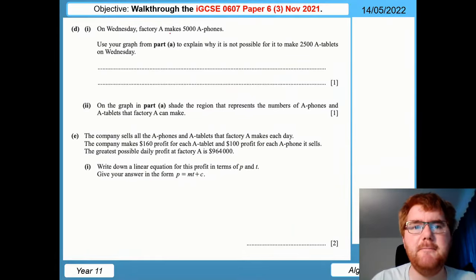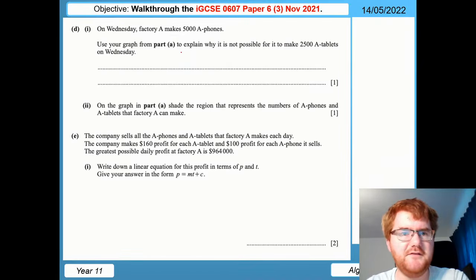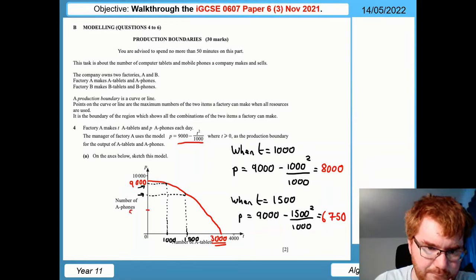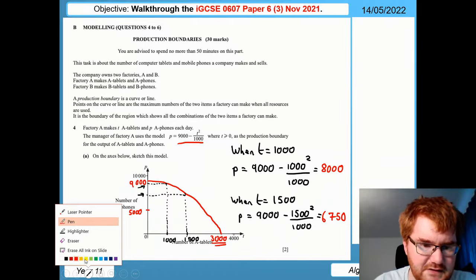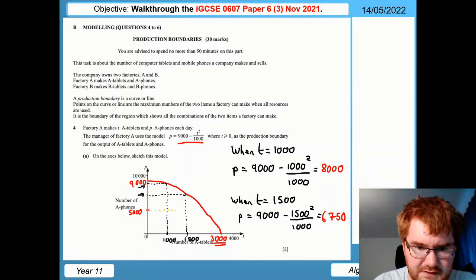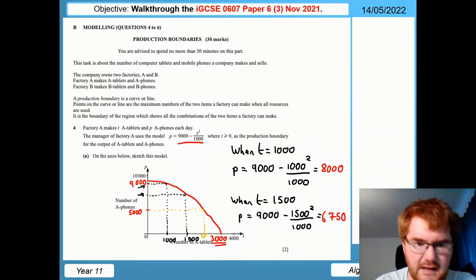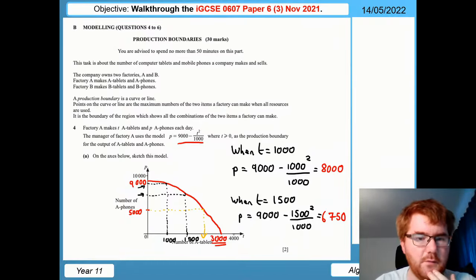So factory A makes 5,000 A phones. Use your graph from part A to explain why it's not possible for it to make 2,500 A tablets on the Wednesday. Okay, so if we go to our graphs, go A phones this time. So say we mark in 5,000. What we want to do is kind of work backwards to what we did here. So let me use a different color and go across and then go downwards. So we want to work out this value here such that when we have 5,000 phones, the maximum value of tablets that we can produce.